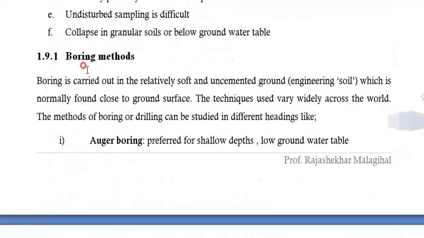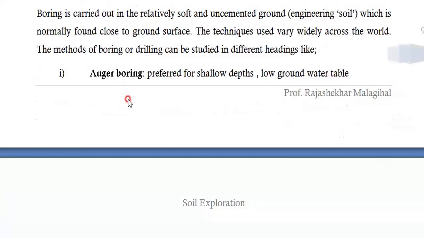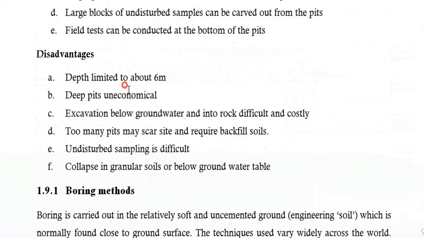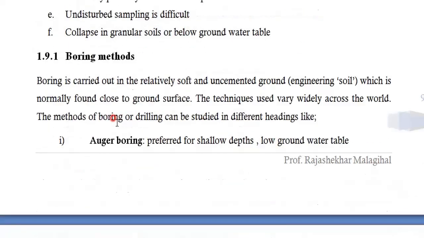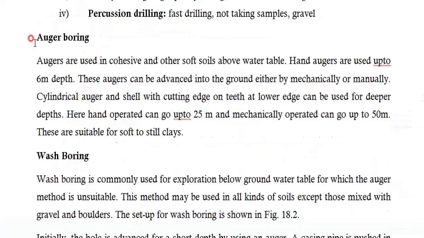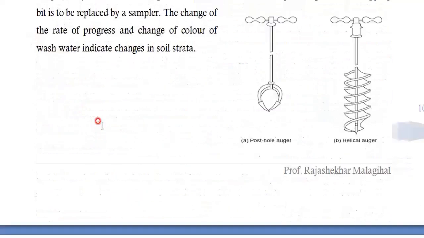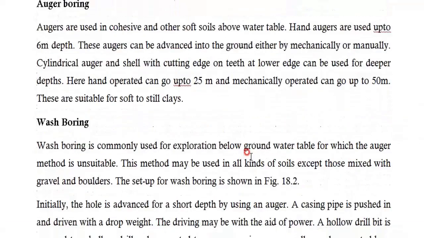Then we come to boring methods. Boring methods means we are going to put a small diameter hole inside the ground, and it will go deeper and deeper, up to 20 meters, 30 meters, even sometimes 40 meters, by using different types of boring. Auger boring. Auger means what? You can see the figure here. This is an auger, a small auger tool which a carpenter uses to put a hole into wood. The same auger we are going to use for the field also.